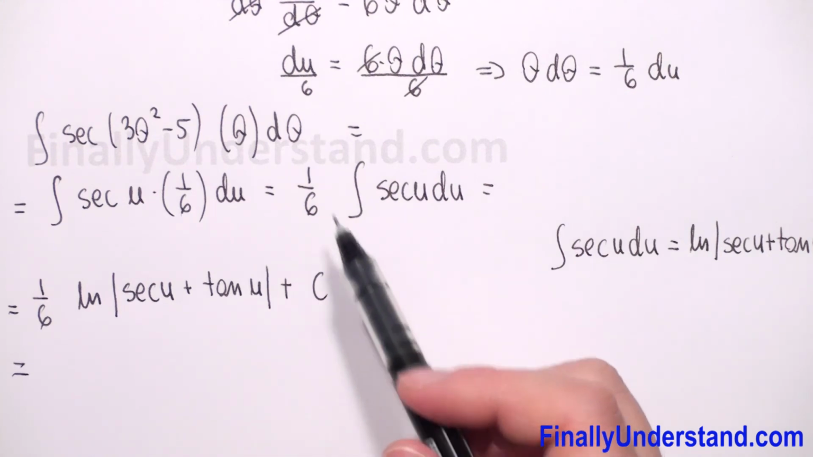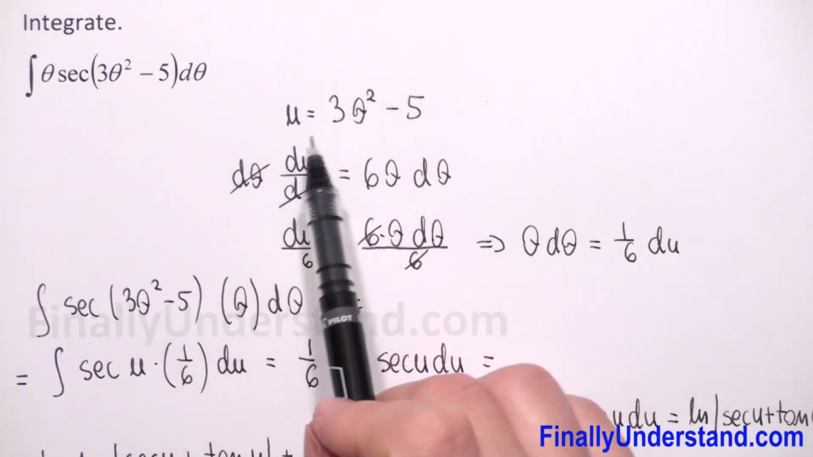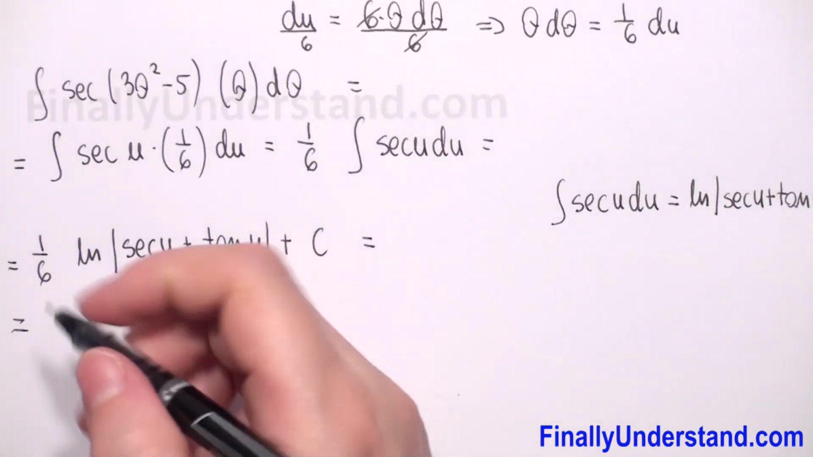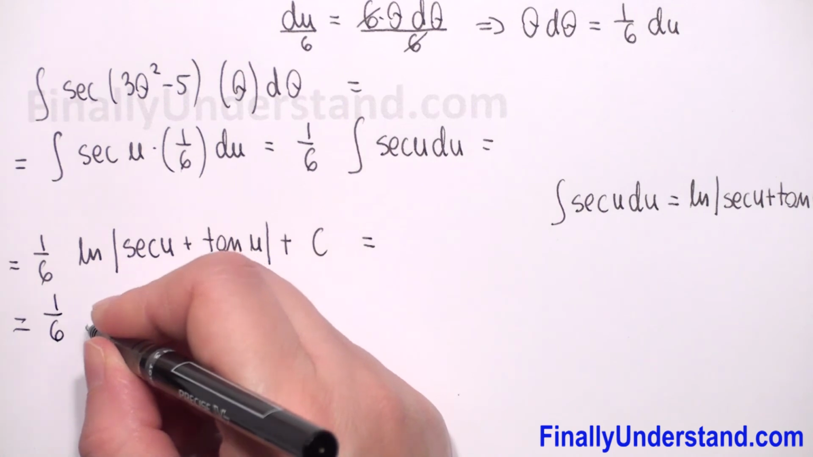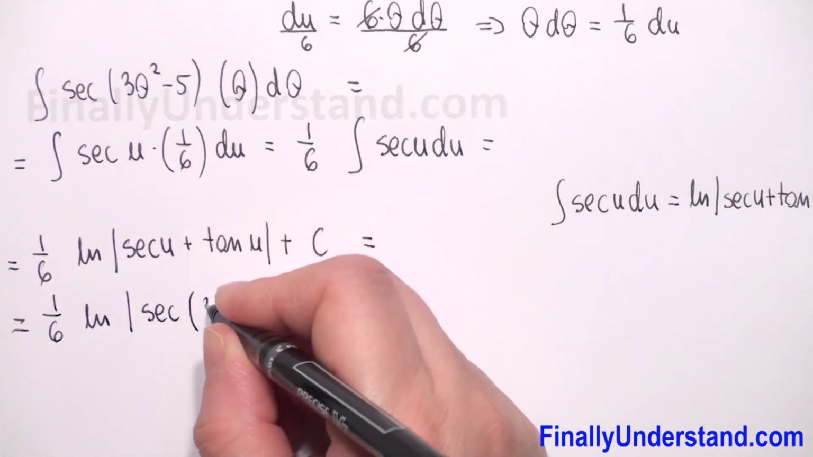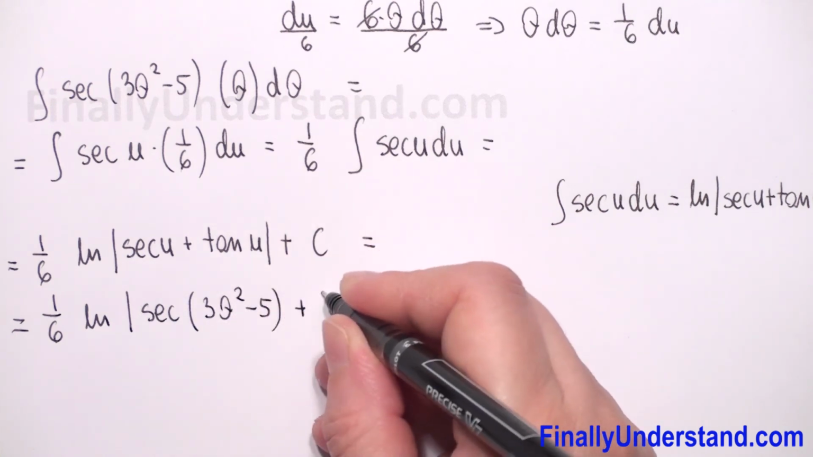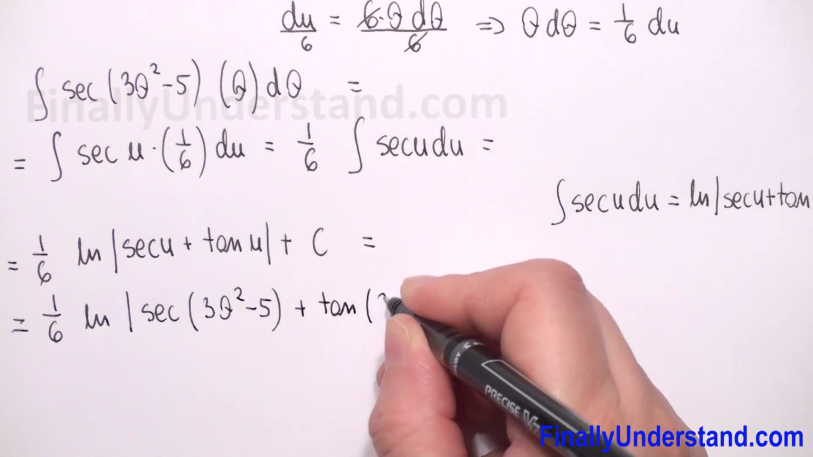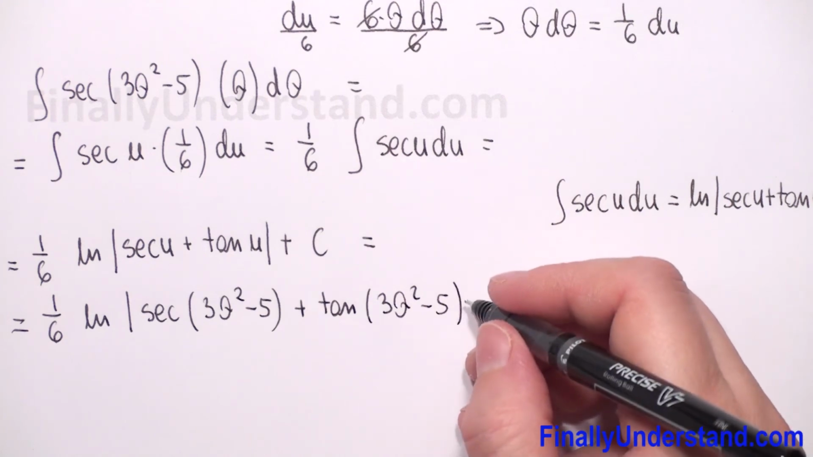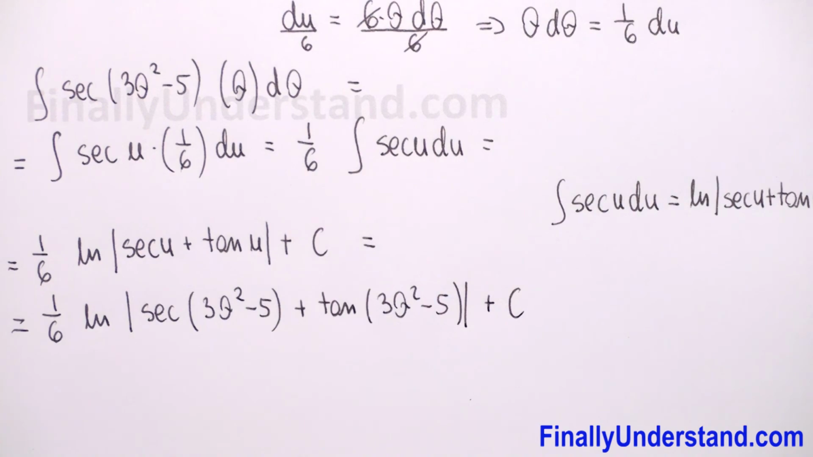We have to come back to our substitution because we solved our indefinite integral with respect to u and we need to solve our indefinite integral with respect to theta. U is equal to 3 theta square minus 5. So it will be 1 over 6 times natural logarithm of absolute value of secant of 3 theta square minus 5 plus tangent 3 theta square minus 5 plus constant. This is my solution.